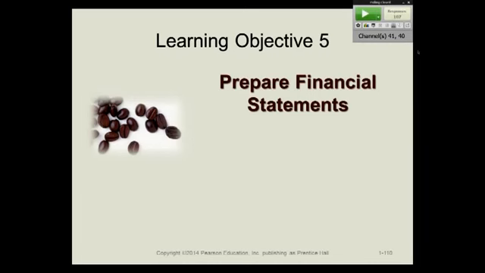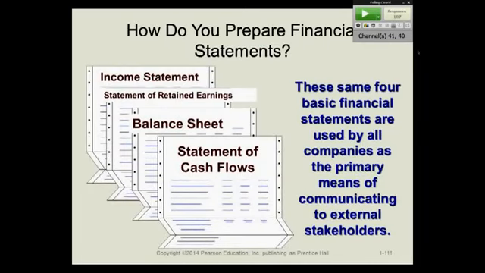So the financial statements we're going to prepare are the income statement, the statement of retained earnings, the balance sheet, and the statement of cash flows. These statements are used to communicate information to external parties. If you remember way back last Tuesday, that was our first class. We talked about the use of financial information to communicate that information to outsiders, stockholders, and creditors.